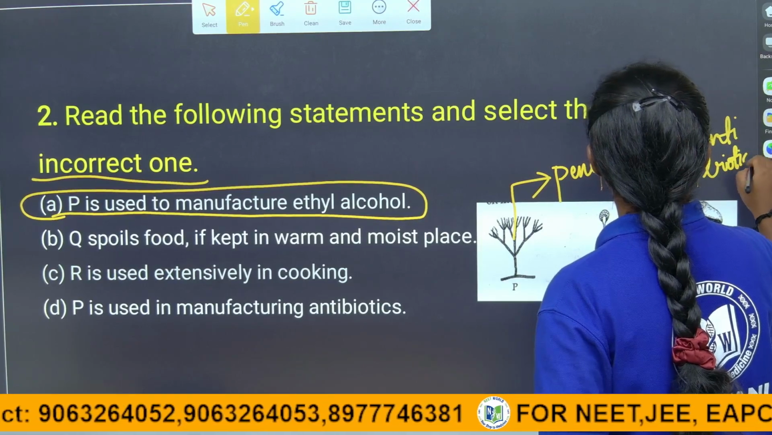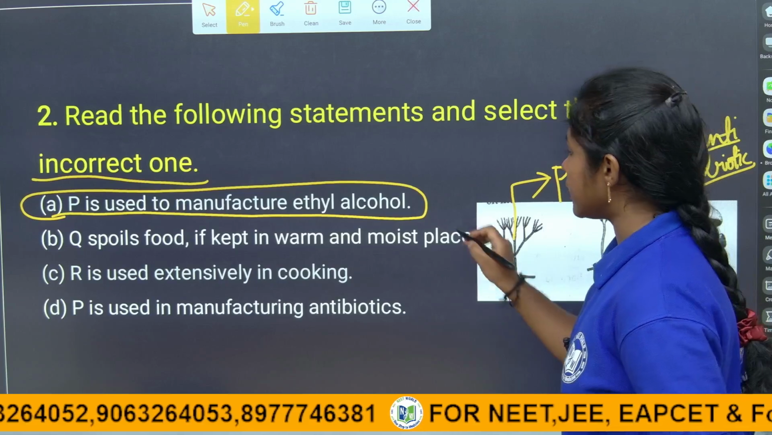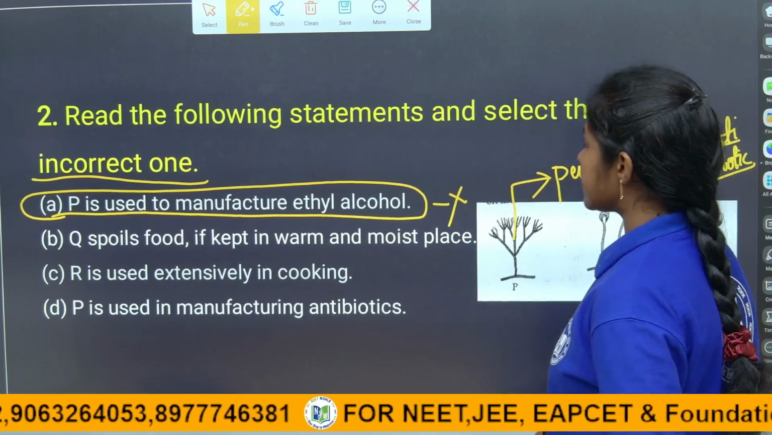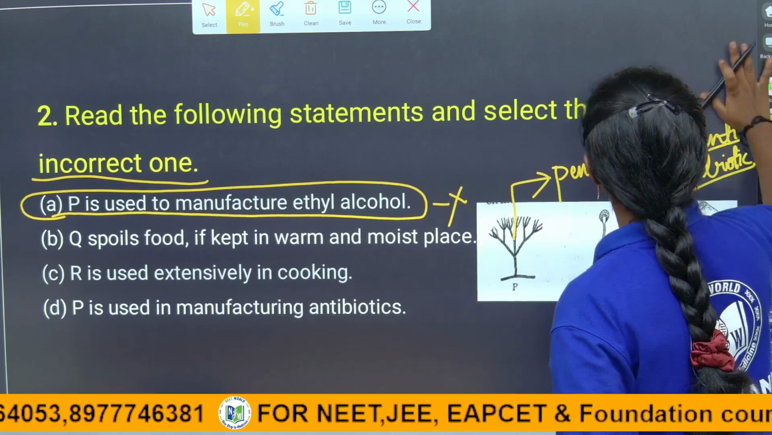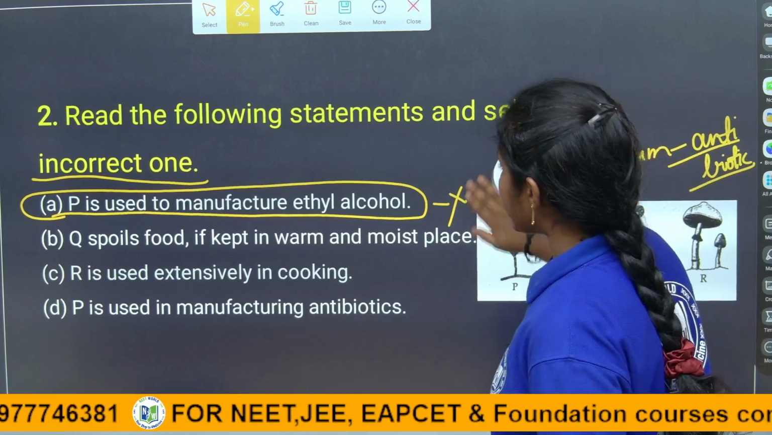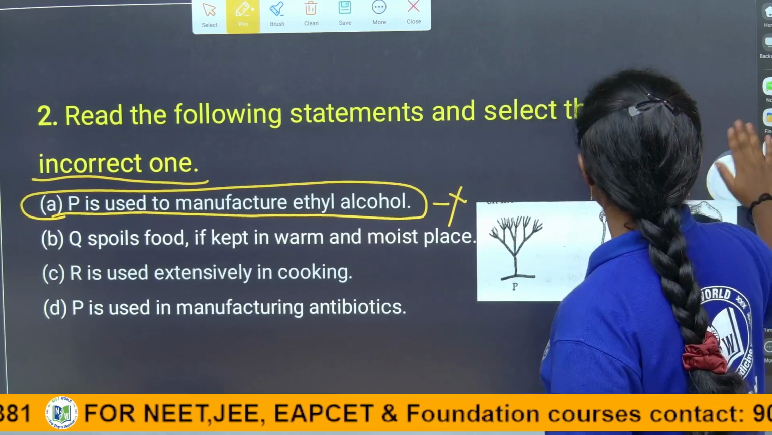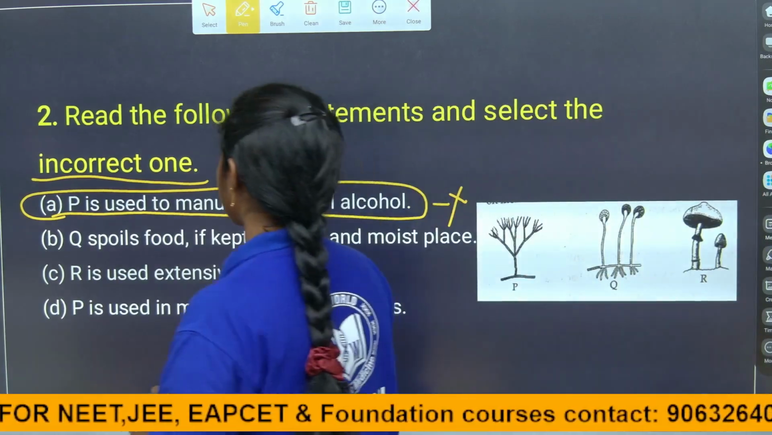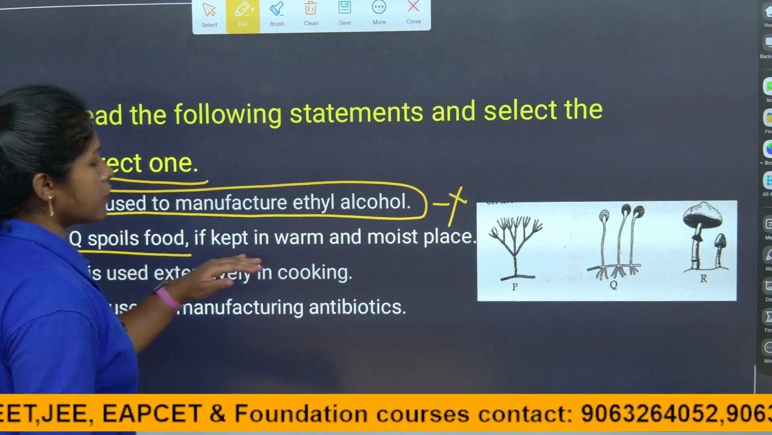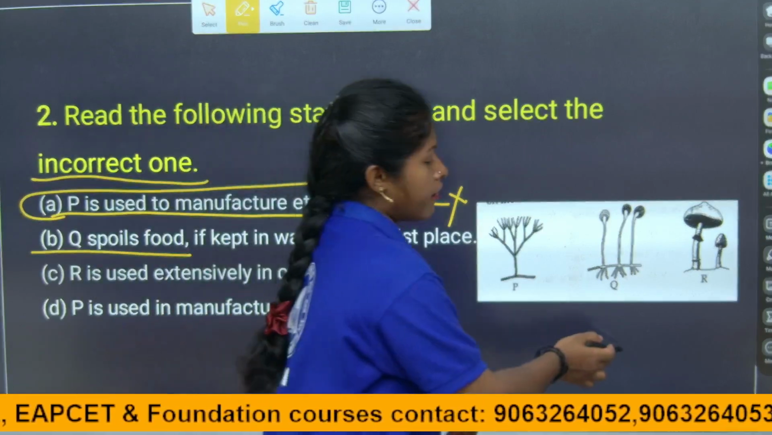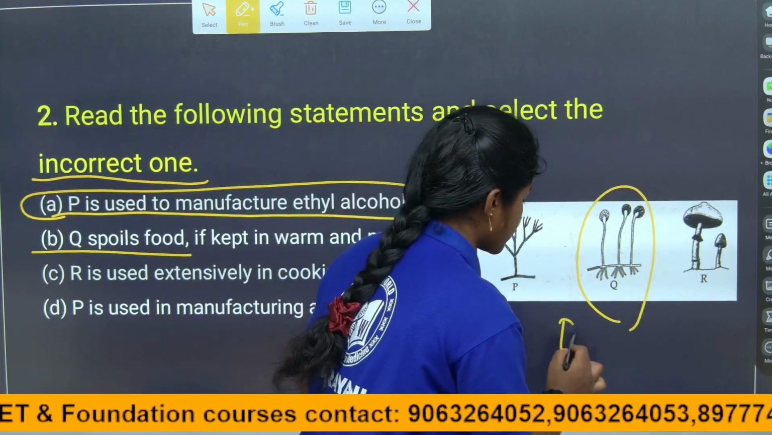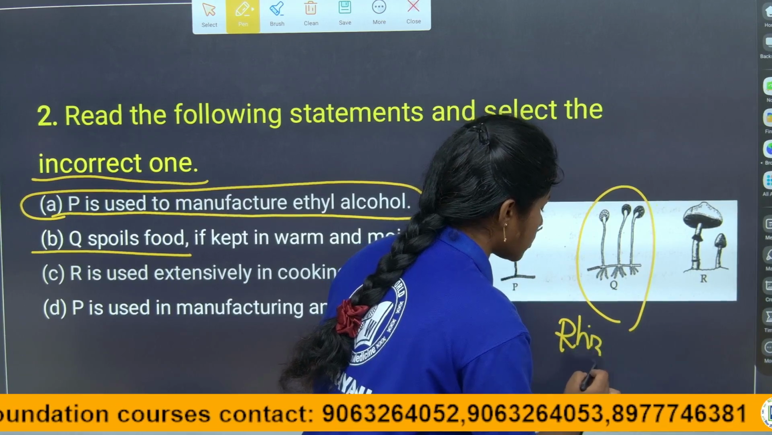Antibiotic penicillin, right, children? So, antibiotic penicillin is the wrong option here. Let us see what other options are given, children. Q spoils food kept in warm and moist places. Q is the rhizopus, right, children? Q is the rhizopus.